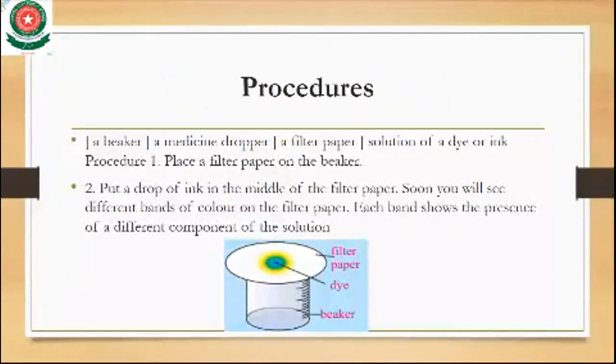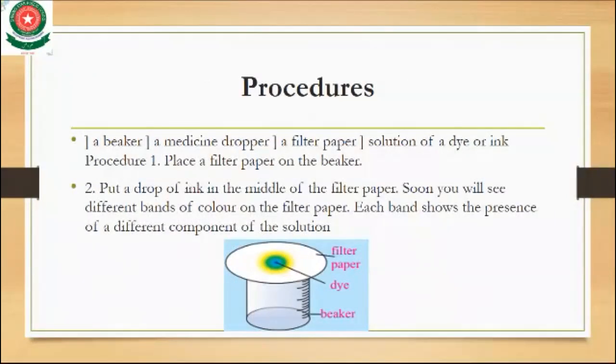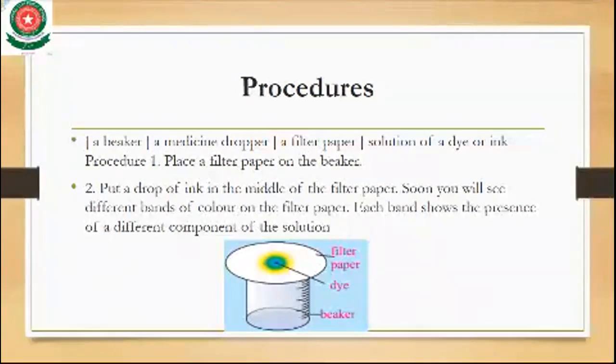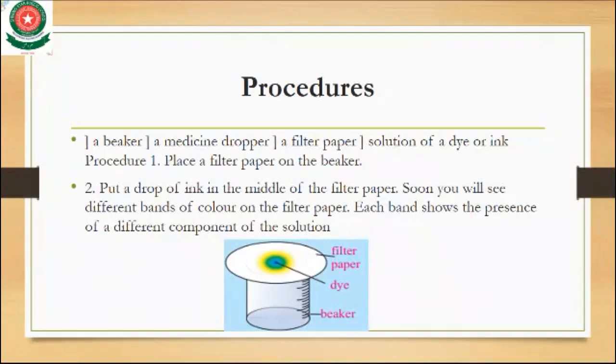So this is the diagram of chromatography. Class, this is your paper chromatography, by which a soluble dye can be separated. Now see the procedure of paper chromatography. There are two steps in the procedure.